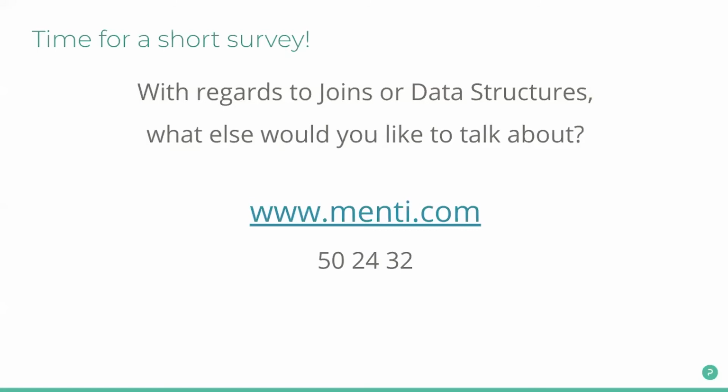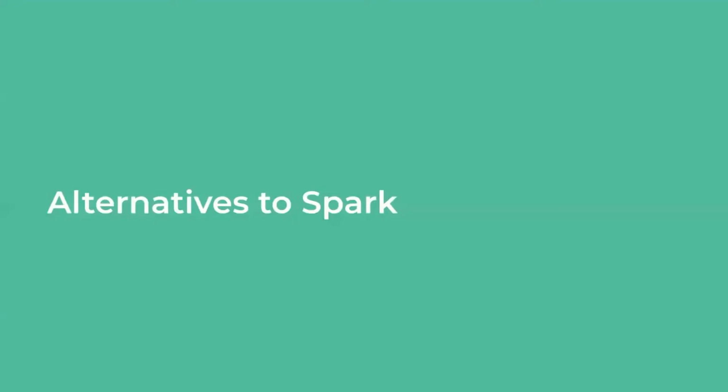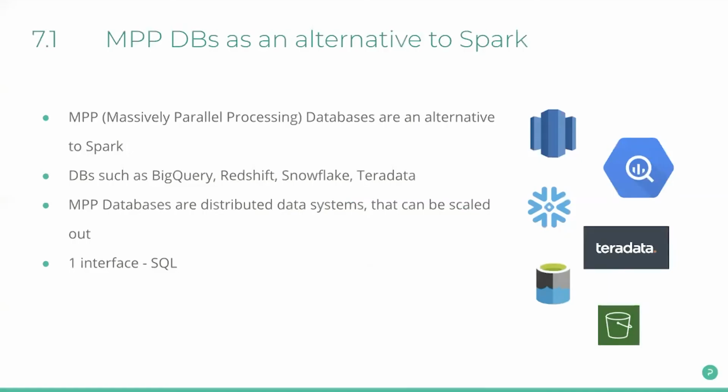All right, cool. I'm going to move on to the next section, and in this section, I'm going to be talking a little bit about alternatives to Spark. You have systems that are known as MPP databases, massively parallel processing databases, such as BigQuery, Redshift, Snowflake, and Teradata. So these databases work in kind of the same way. They partition data on a specific column, they distribute it, and they take a divide and conquer approach to working with big data.